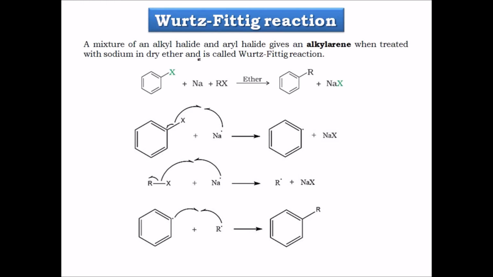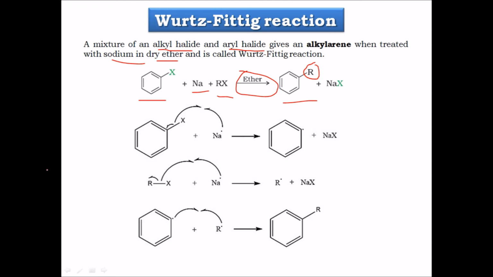The Wurtz-Fittig reaction. In the Wurtz reaction, we have 2 moles of alkyl halide. In the Wurtz-Fittig reaction, we take 1 mole of alkyl halide and 1 mole of aryl halide, again with sodium metal in dry ether. Treatment of an aryl halide and an alkyl halide with sodium metal in the presence of dry ether results in the formation of alkyl arenes. Take an example, starting with chlorobenzene and chloromethane, treatment with sodium metal in dry ether will form toluene, with just a methyl CH3 in place of the halide.